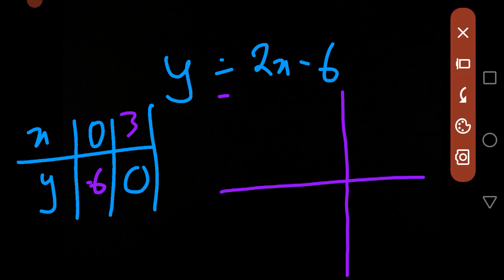The point (0, -6): I can say negative 6 is down there, so the point is there. And the point (3, 0) is somewhere there. So I can have this as my oblique asymptote.